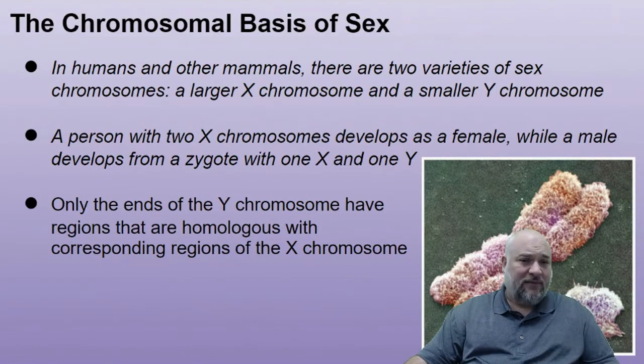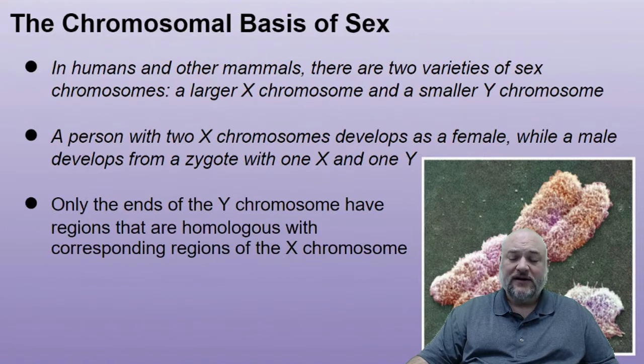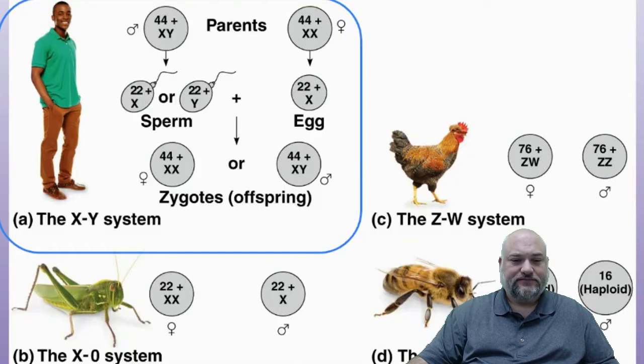Now, in order for these to be homologs and attached to each other during meiosis and things, we do have to have some commonalities. So only the ends of the Y chromosome have regions that are homologous with the corresponding regions on the X. So they are homologs. They will stick together, but they're not identical.